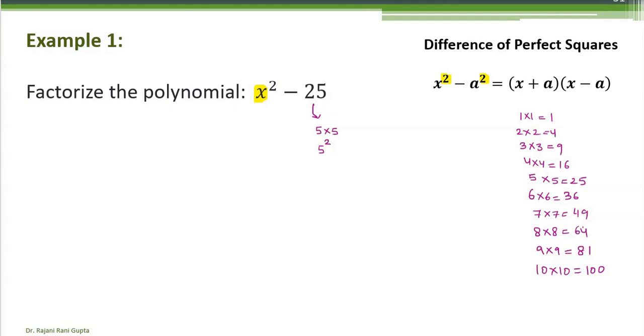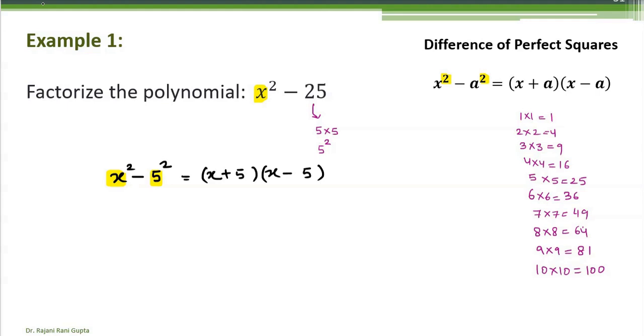Now let's rewrite our question. It becomes x power 2 minus, in place of 25, 5 power 2. So what are the numbers without power? It's x and 5. We factorize them by writing the numbers without power: x and 5, x and 5. One time you write plus, one time minus. So these are the factors.